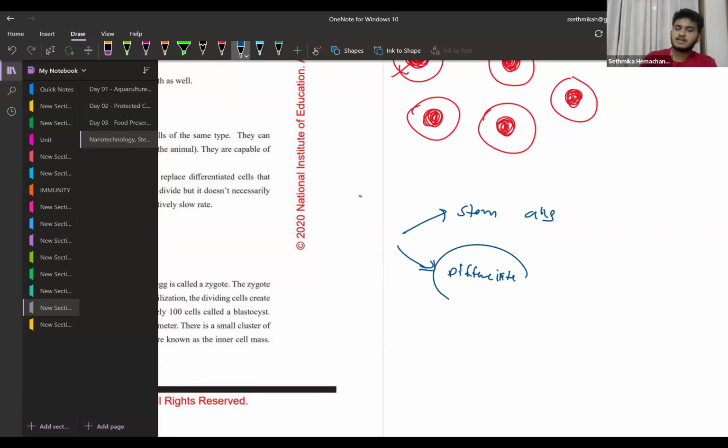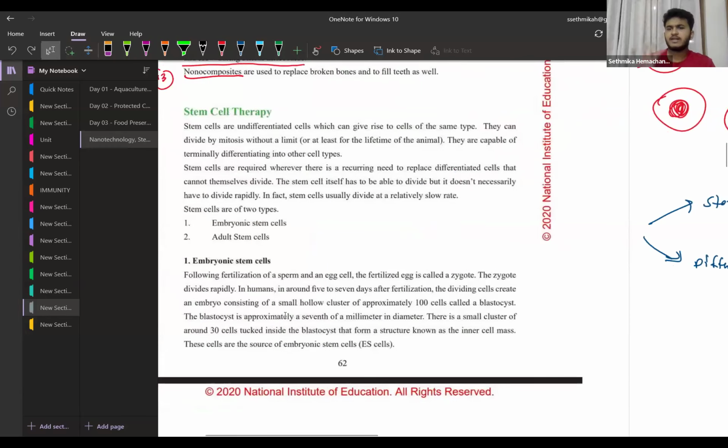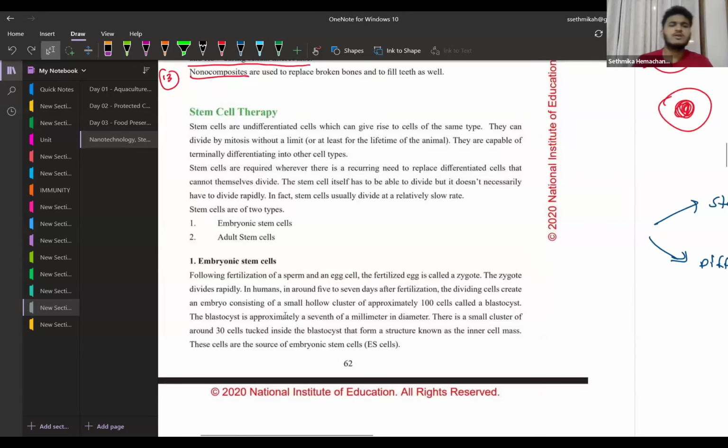Right? So basically, these stem cells are constantly undergoing mitosis in our body, and they are located at different stages. So you get the definition from that, where stem cells are undifferentiated cells which give rise to cells of the same type. So stem cells give rise to stem cells, but some cells will differentiate. Some will remain as stem cells.